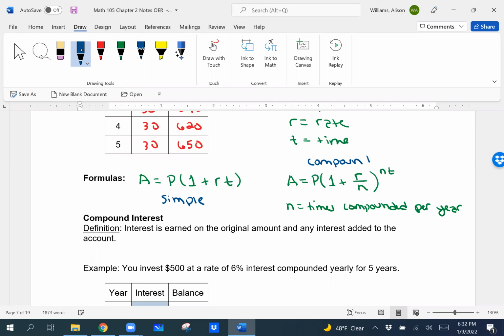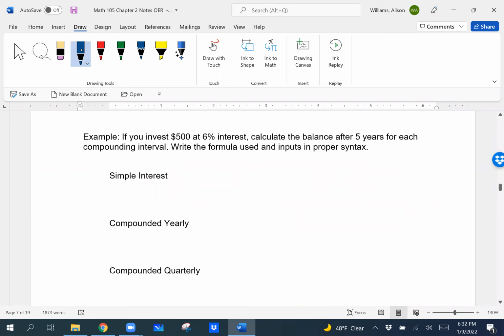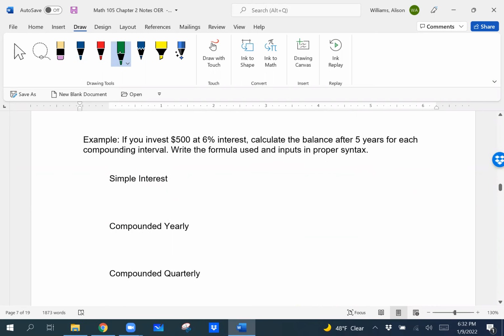Let me write that in blue. So that's compound. That's simple. And I apologize that the screen keeps flashing. That's just because I have these tables and Word is mad at me for having tables. Okay, so let's do the simple interest formula. I'm going to write it down again. So A equals P times 1 plus RT.